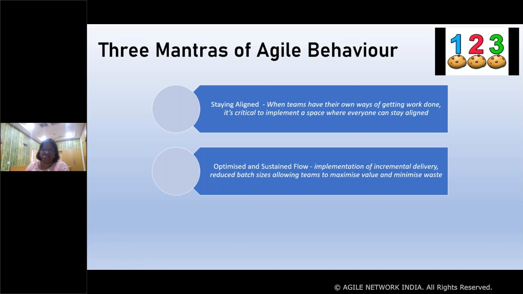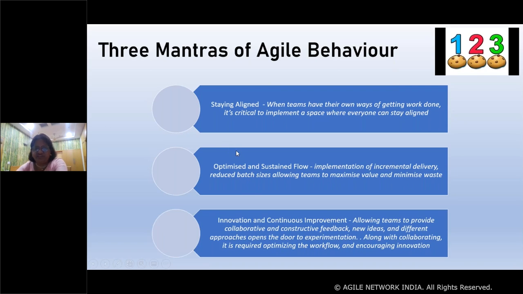And then there should be optimized and sustained flow, by which I mean there should be regular flow of deliverables, implementation of incremental delivery, reduce batch sizes, allowing teams to maximize value and minimize waste. We do not spend a lot of time on rework nowadays, and we try to get the maximum value. Like whatever we have delivered is as per the customer expectation and does not need any other changes or anything. That is the spirit of agile.